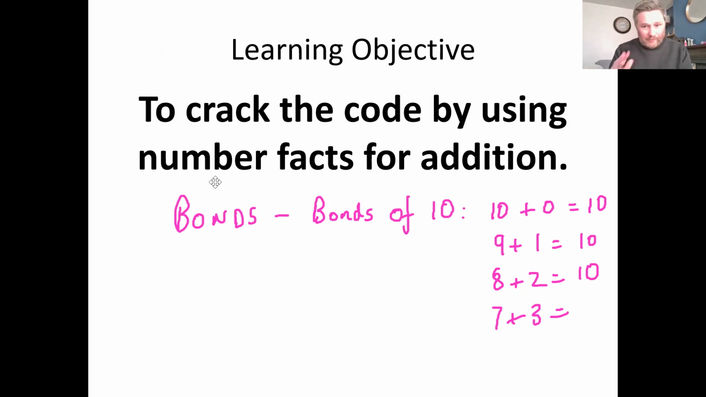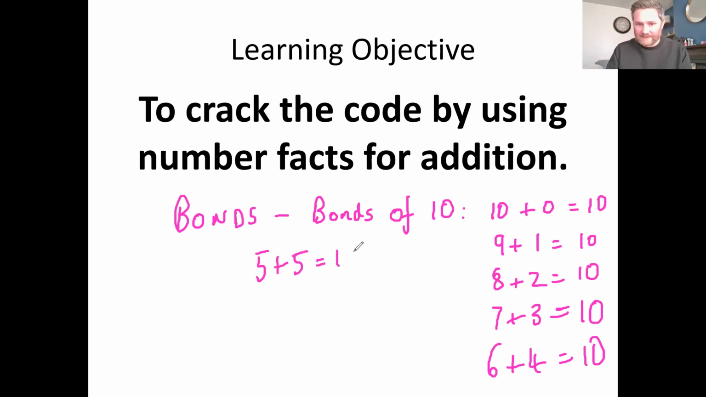Okay, if you paused the video, you should have had some time to write your bonds of 10. So all 11 bonds of 10. If you notice, I'm doing a pattern here: 0, 1, 2, 3, and 10, 9, 8, 7, 6. So it's going down this side, it's going up this side. After that, we would do 5 add 5 equals 10. How many bonds have I got? 1, 2, 3, 4, 5, 6. So I need 5 more.